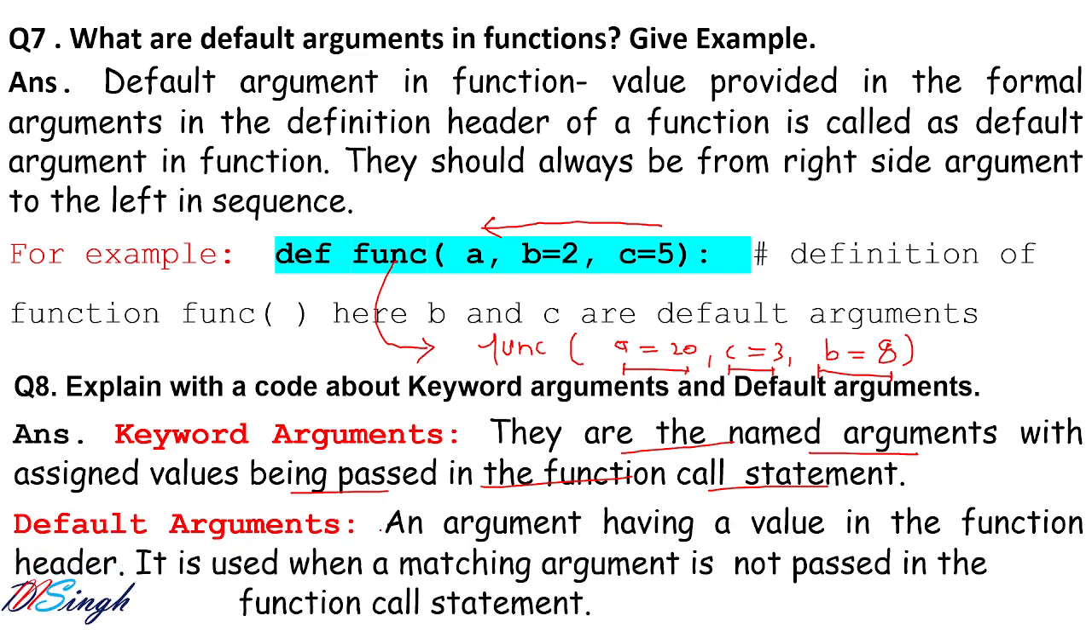Next is what? Default argument. An argument having a value in the function header. It is used when a matching argument is not passed in the function call statement. So whenever in the function call you are not giving a value, like I am giving only 20, we have not supplied values for the second and third parameters. What values will it pick? It will pick its default values.